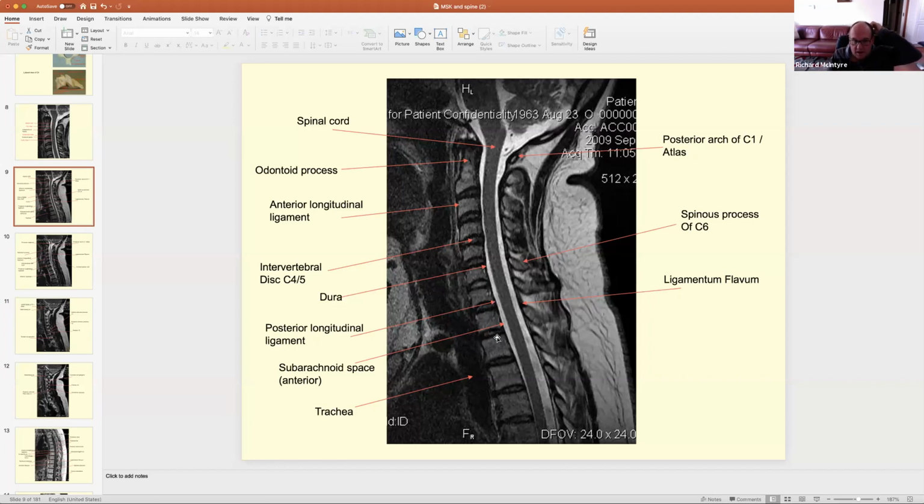Okay, so subarachnoid space I've mentioned, and then of course we've got the trachea. We've got the ligamentum flavum. It's a ligament, so it's dark on T2 and T1 structures, and it doesn't have any hydrogen in it. All right, and then of course we've got the spinous process, in this case C6. Okay, 2, 3, 4, 5, 6. Spinous process of C6.